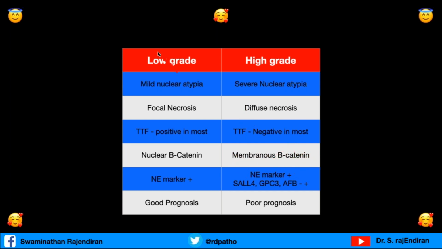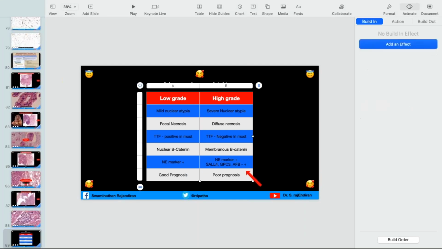Why is it important to differentiate low grade and high grade? Because of the prognosis. High grade has a very bad prognosis, and surprisingly, this has neuroendocrine markers in addition to germ cell markers: SALL4, glypican 3, and alpha fetoprotein. It should be AFP. I will change it right now. Otherwise, I will forget. 1 minute. Should be alpha fetoprotein. Thank you.